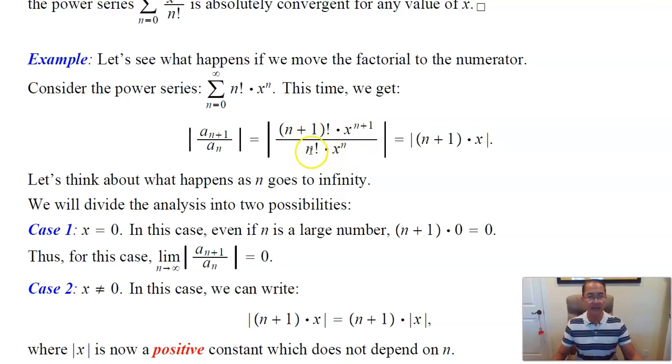Again, the n factorials cancel, and you have n plus 1 surviving in the numerator this time, and a single x surviving also in the numerator. What happens as n goes to infinity?